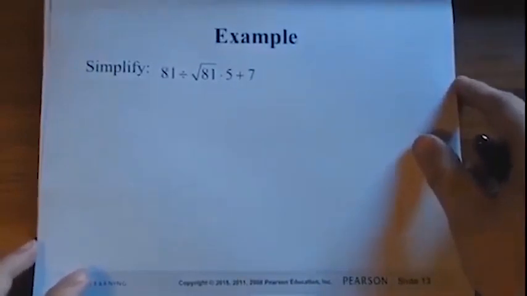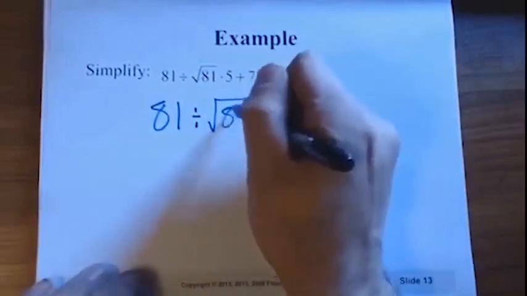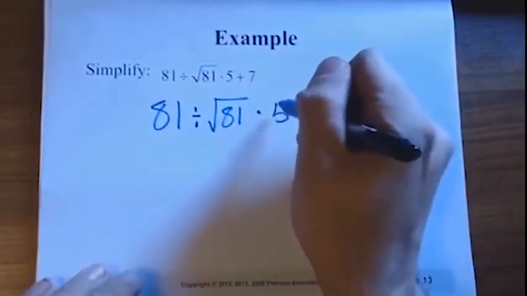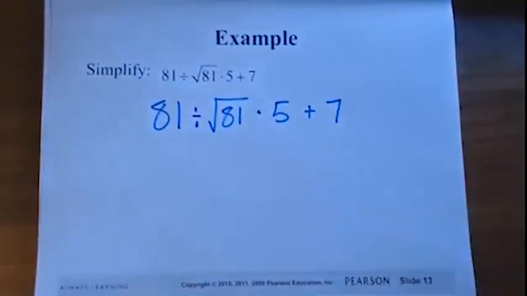Go ahead and try this one. This says 81 divided by the square root of 81 times 5 plus 7.